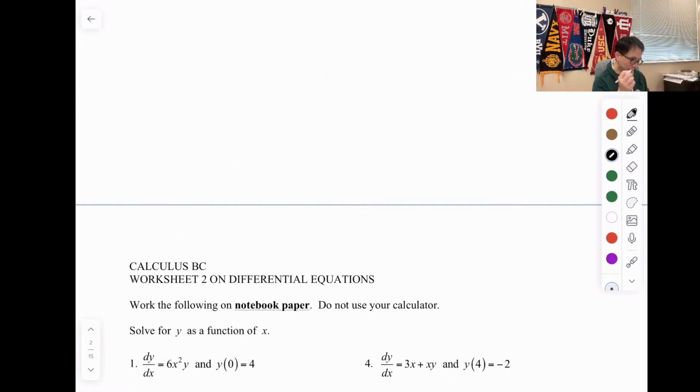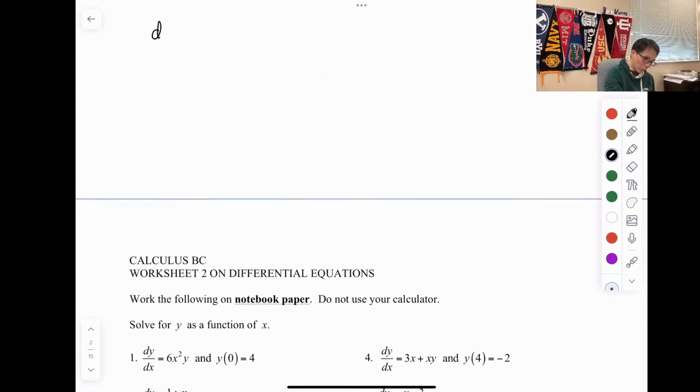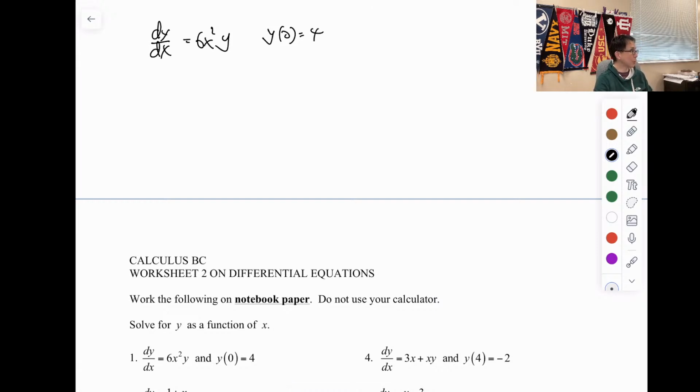A more important question is this one. dy/dx equal to 6x squared, y(0) is equal to 4. So today your homework is going to have small plot twists. Not all the questions are like this. Some questions are going to have a small plot twist here.